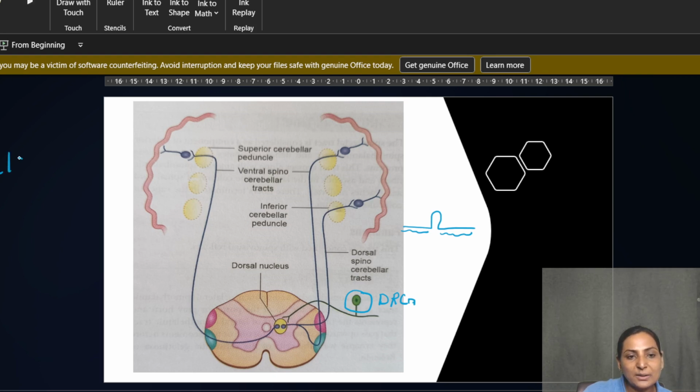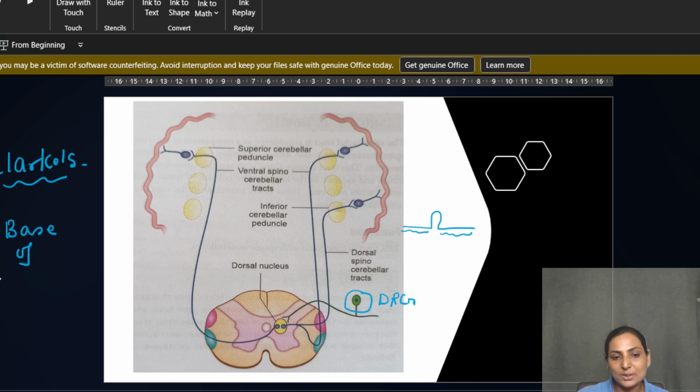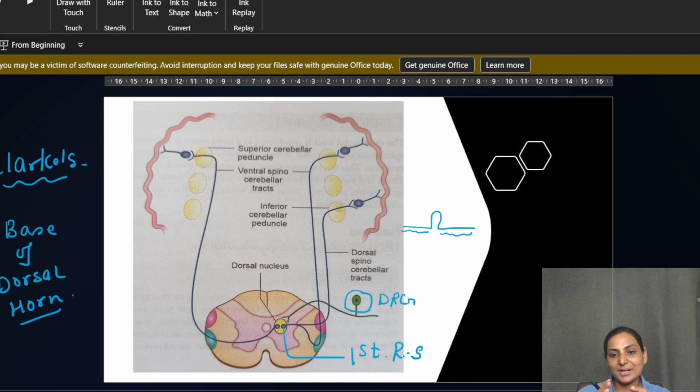Do you remember what are these Clark's column of cells, which I have taught you when I was teaching you the cross section of spinal cord? These are specialized group of cells which are present towards the base of the dorsal horn, because towards the apex you have got the substantia gelatinosa of Rolando, which is important in the pain pathway. So whether it is your ventral or your dorsal spinocerebellar tracts, both of them are going to end here in the Clark's column. So this Clark's column is the first relay station of both the pathways, dorsal as well as ventral.